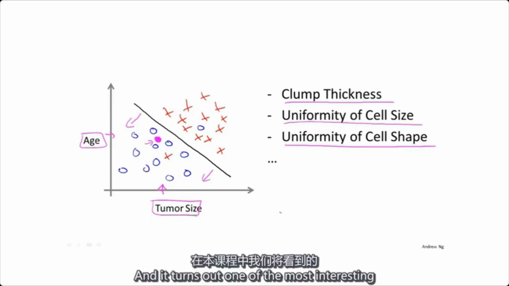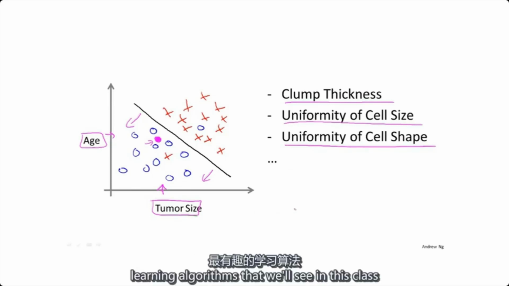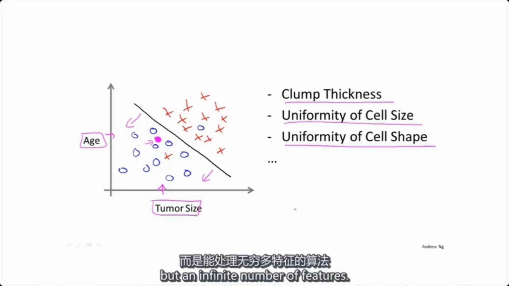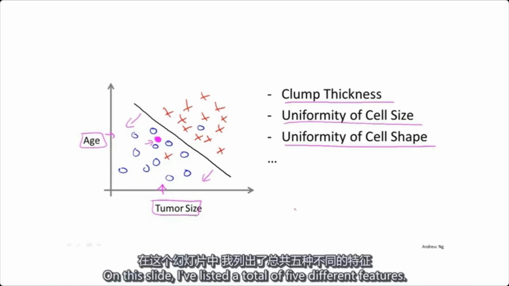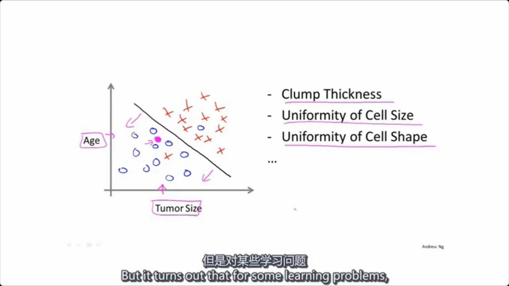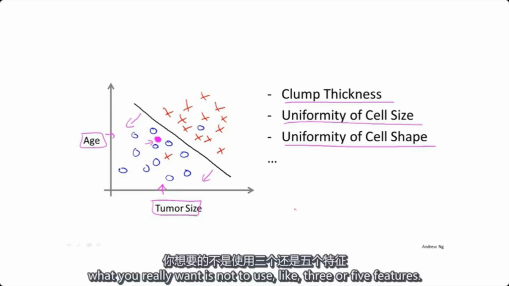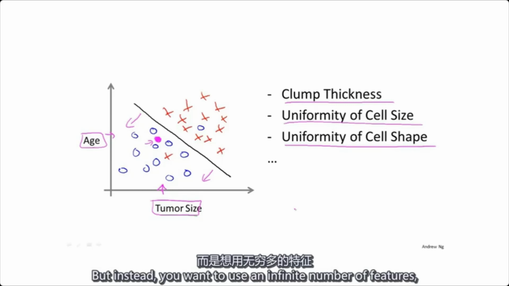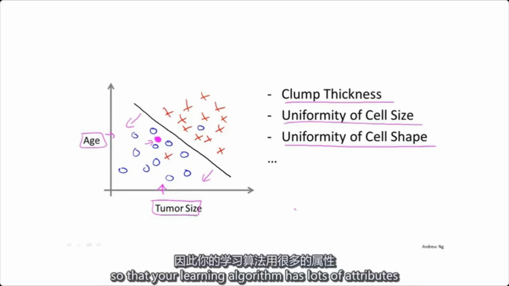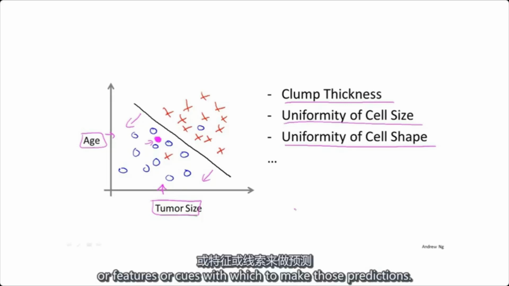And it turns out one of the most interesting learning algorithms that we'll see in this class is a learning algorithm that can deal with not just 2 or 3 or 5 features, but an infinite number of features. On this slide, I've listed a total of 5 different features, right? 2 on the axis and 3 more up here. But it turns out that for some learning problems, what you really want is not to use like 3 or 5 features, but instead you want to use an infinite number of features, an infinite number of attributes, so that your learning algorithm has lots of attributes or features or cues with which to make those predictions.